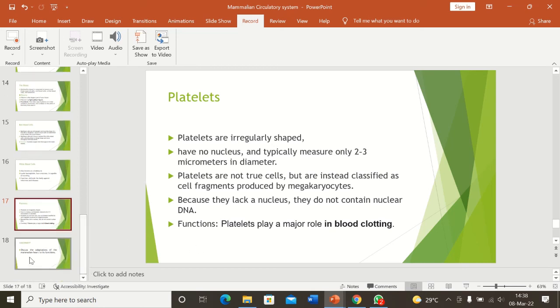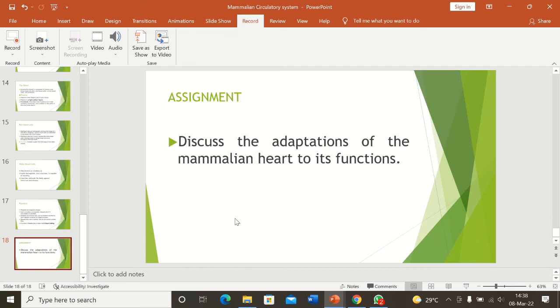As we wind up, I would like to leave you with an assignment which will be collected the next time we meet. It will be submitted through my email, which I will give you later. The assignment is: you should discuss the adaptations of the mammalian heart to its functions.